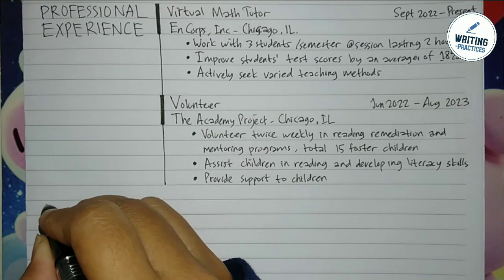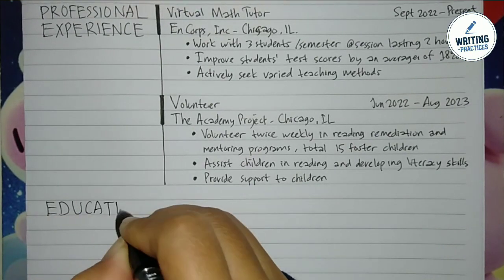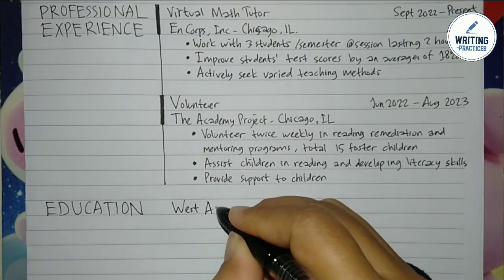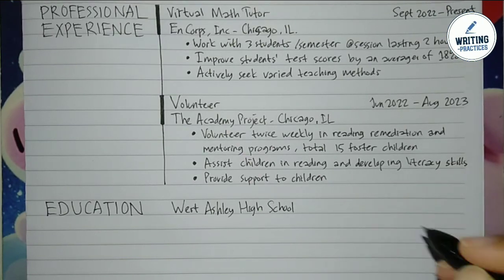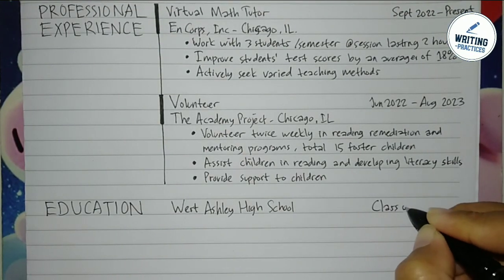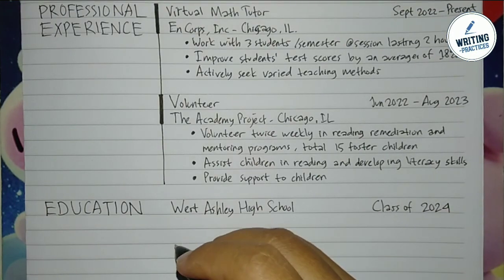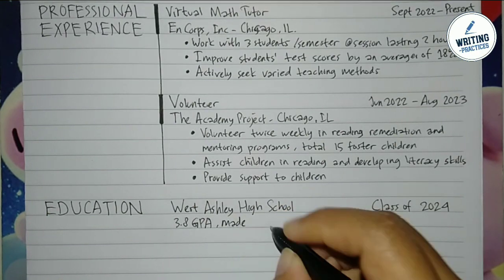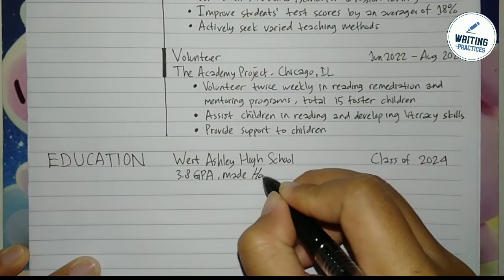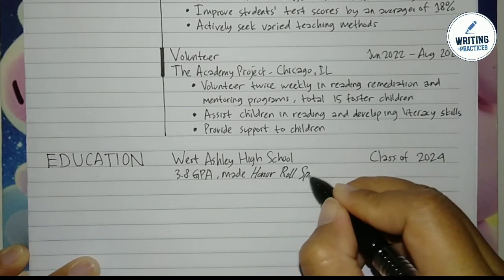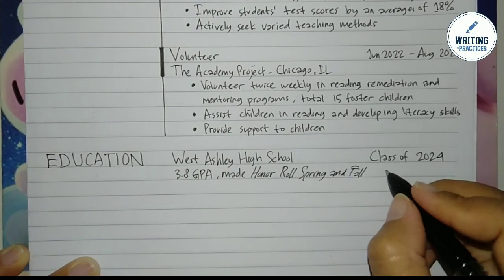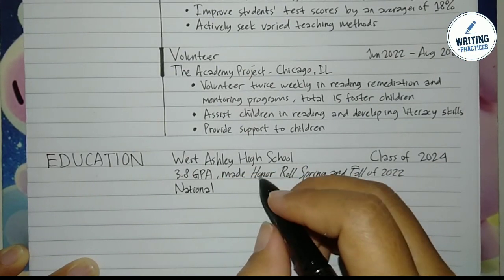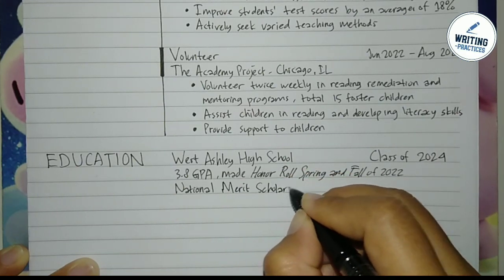The third section is about education. Here, you can write the name of your school, and write what class you are in. Under it, write the highlights of your achievements in the school. For example, you can write your GPA, and write other achievements. It is highly recommended to mention the ones that have relation to the job field you are applying.